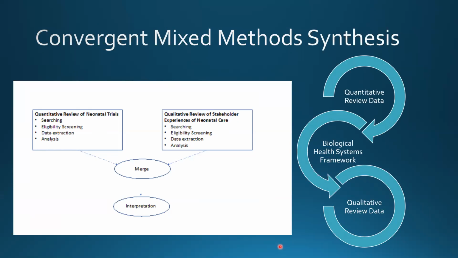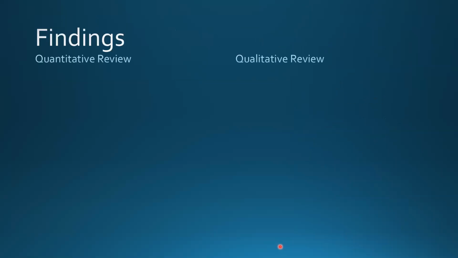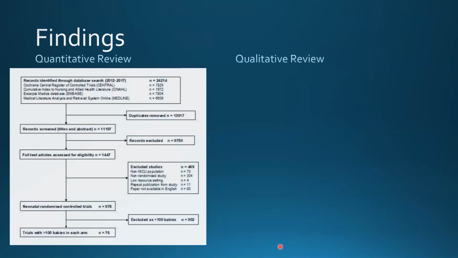So the first stage, we were looking at quantitative review data and coding it into that biological health systems framework. And then we used that to help us code the qualitative review data, but with an added twist: as we identified new issues or information in the qualitative studies, we coded that and expanded the biological health systems framework. So it's a bit of theoretical development.